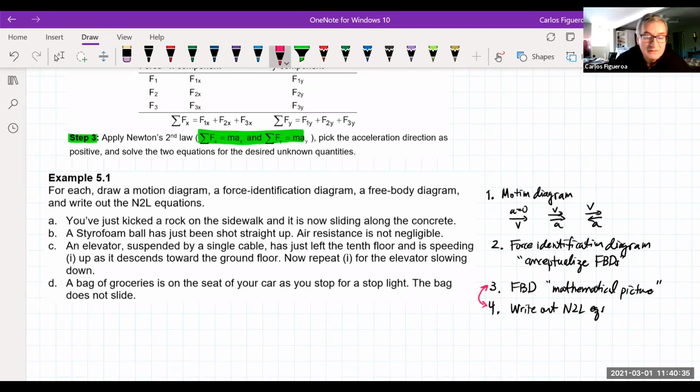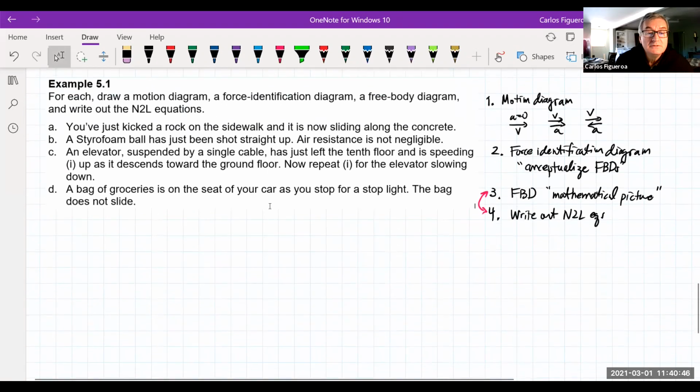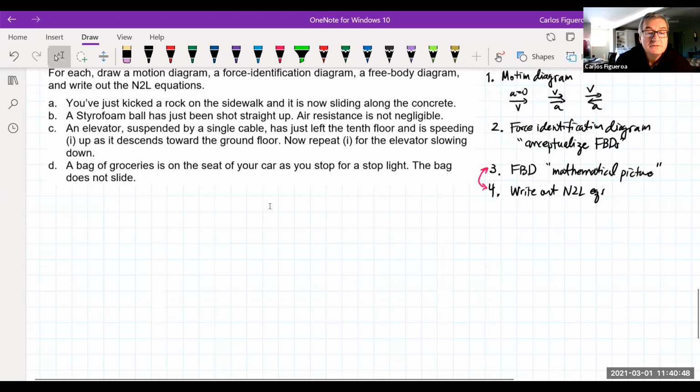Okay, let's go look at this now. Let's look at the first one, A. A says you've kicked a rock on the sidewalk and it's now sliding along the concrete. So what do I mean by that?